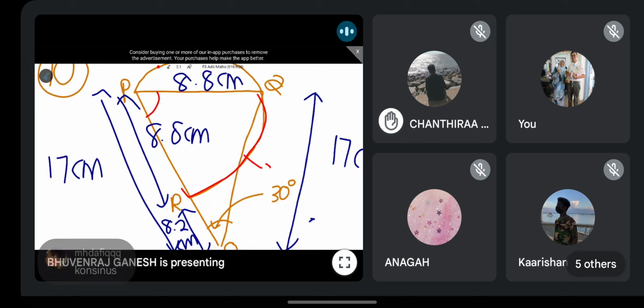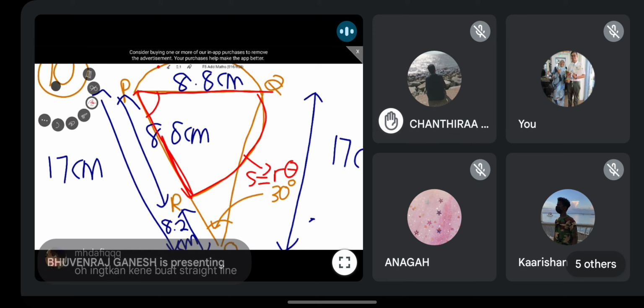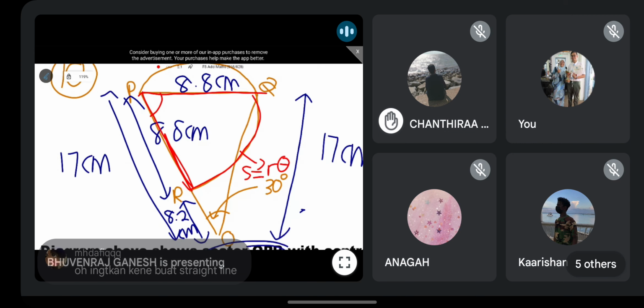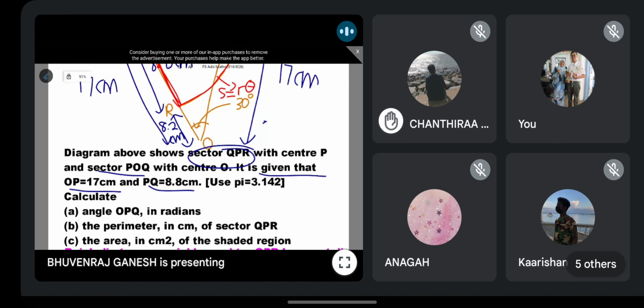Now we want to get this length. Not cosine. Yes, S equals R theta. Remember, this is a sector, PQR. The question already tells us this is a sector. Can you see? This is the area of a sector, so we can find the length of the arc. R is 8.8, and theta we already found in part A.